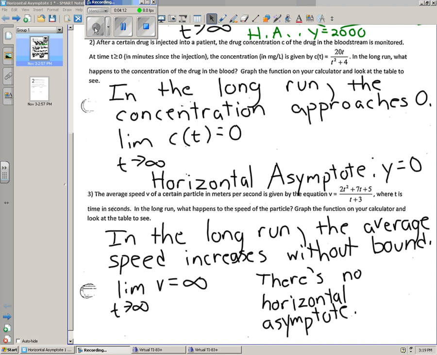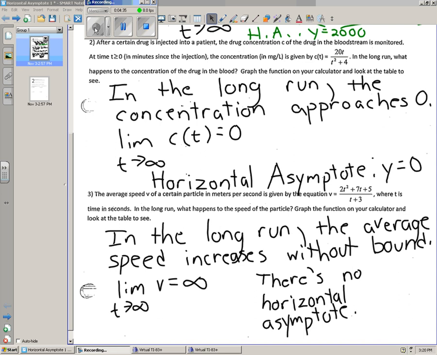Okay, guys, so please check your answers for 2 and 3. And just something that I want to point out in question 3 is that as the t values get bigger, as time goes on, the y values just get bigger and bigger with no stopping point. So there's no horizontal asymptote. There's no one y value that our y's stay close to in the long run.